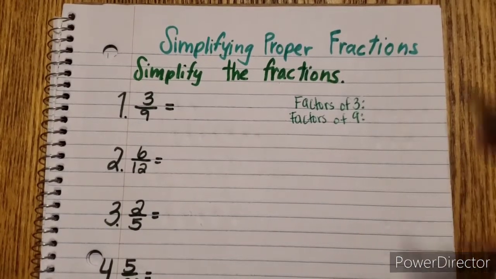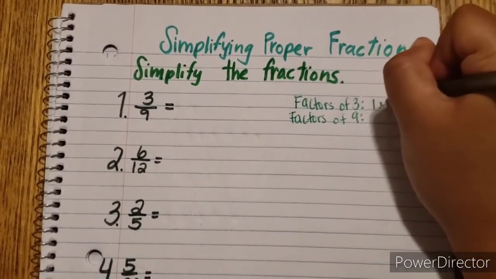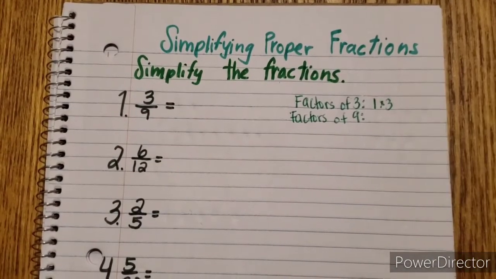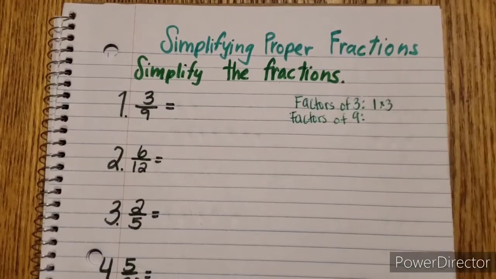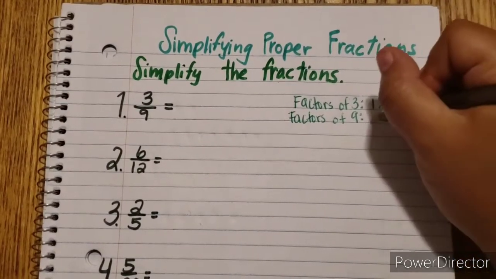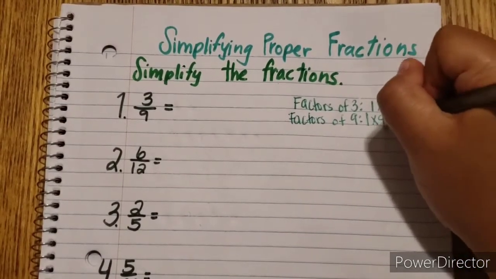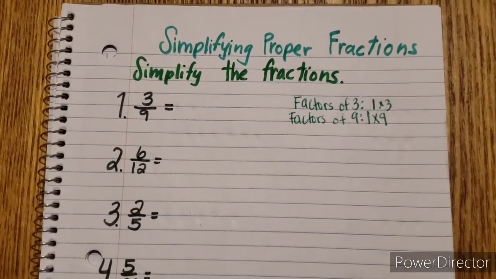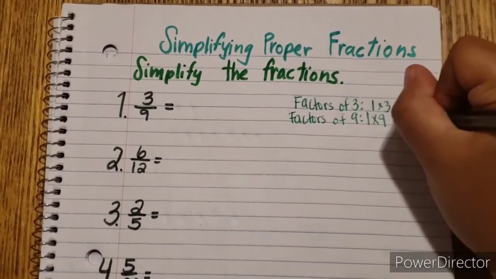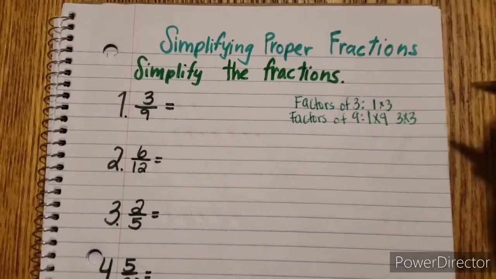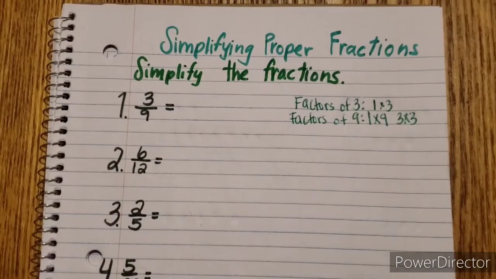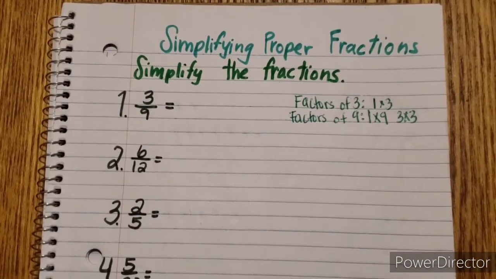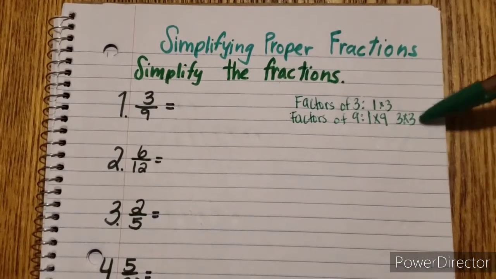So let's think for 3. We have 1 times 3. Do we have anything else? No, that would be it. Now let's look at 9. So we can have 1 times 9. What about 2? No. What about 3? Yes, we can do 3 times 3. Is there anything 4 times anything? No. 5? No. Okay, so there's nothing else. So this is what we have.